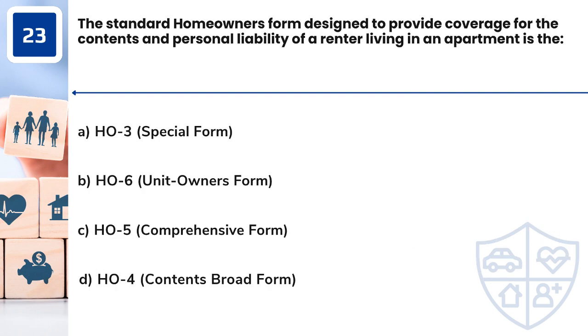Question 23. The standard homeowner's form designed to provide coverage for the contents and personal liability of a renter living in an apartment is the A. HO3 Special Form. B. HO6 Unit Owner's Form. C. HO5 Comprehensive Form. D. HO4 Contents Broad Form.